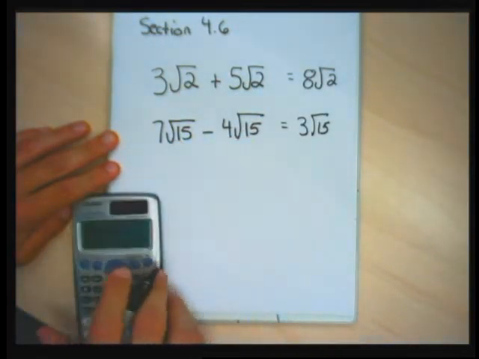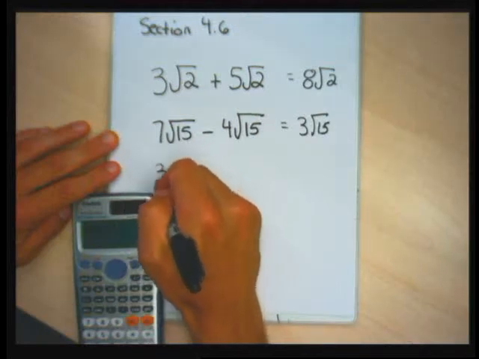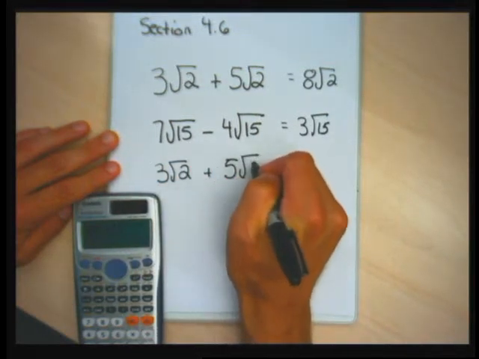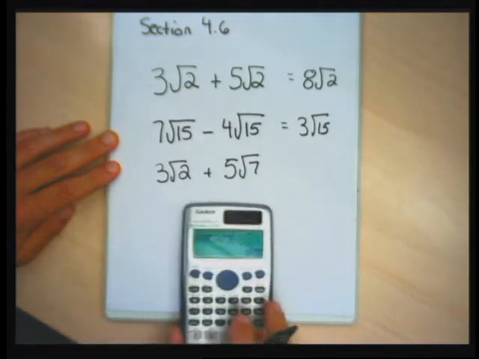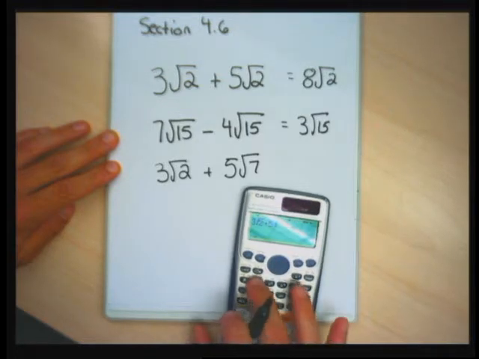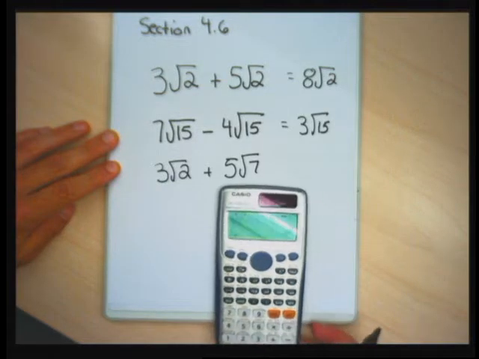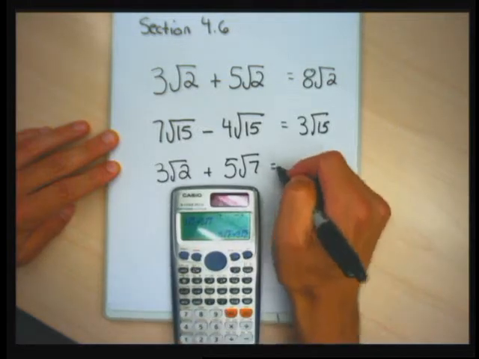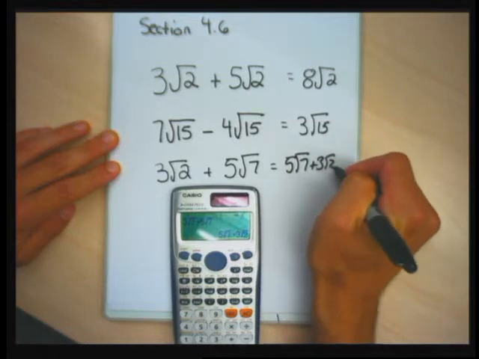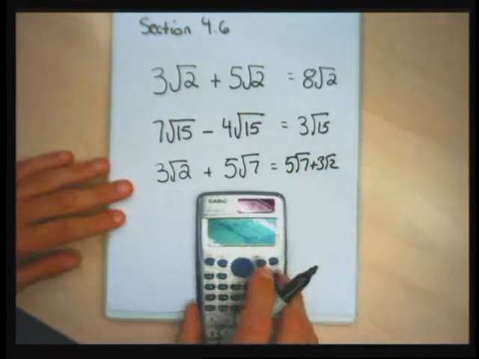I'll show you something with a different radicand, like 3 square root of 2 plus 5 square root of 7. And I'll do that on my calculator. Do 3 square root of 2 plus 5 square root of 7. And I magically get, well, it changed the order on me. I don't know why it did that, but it did. But my calculator knows that these can't be added.